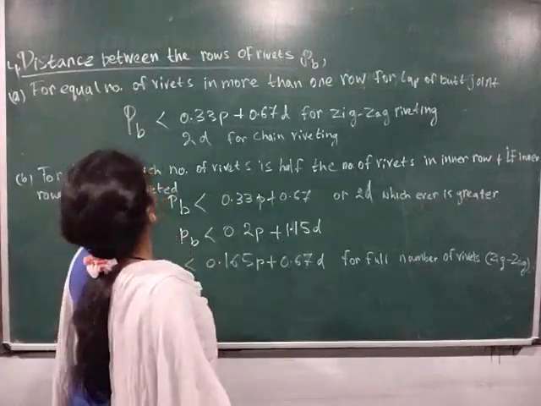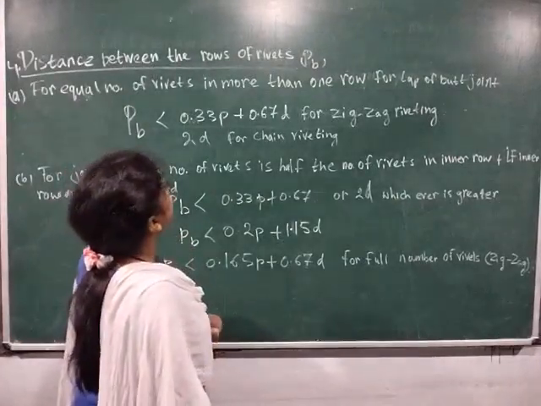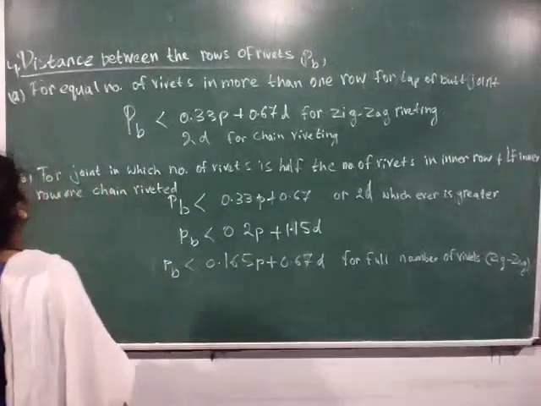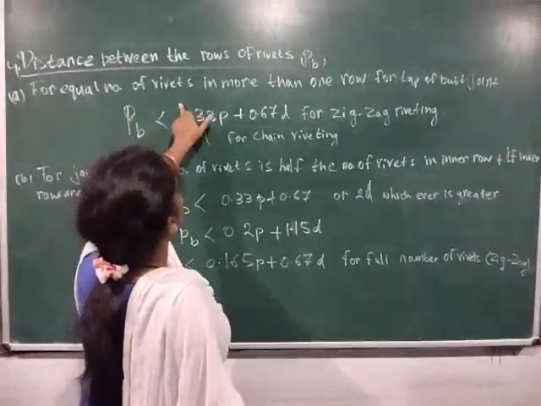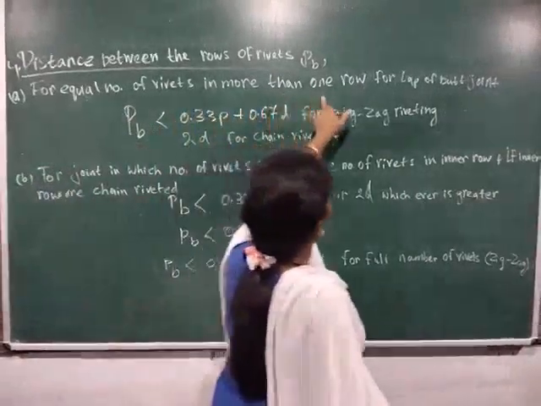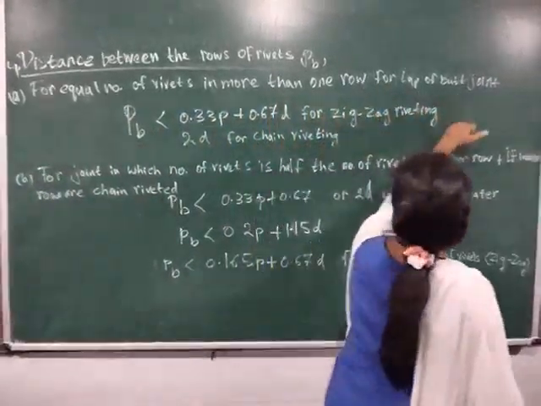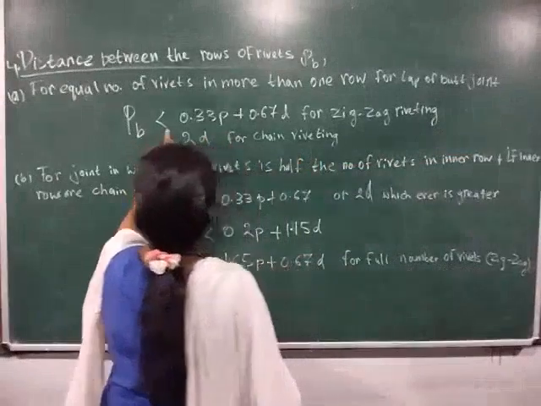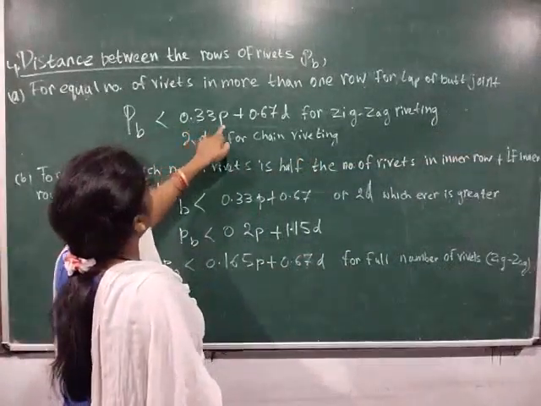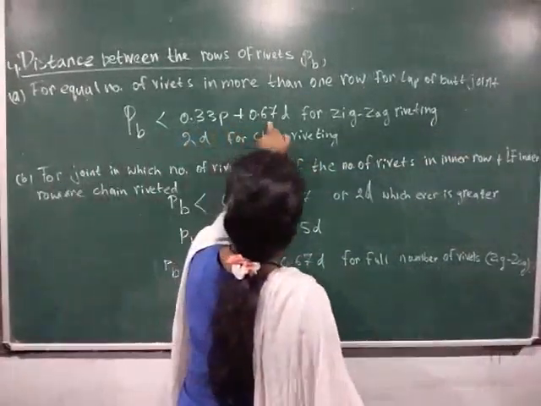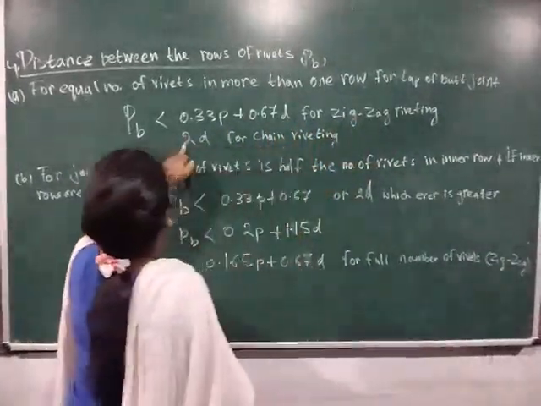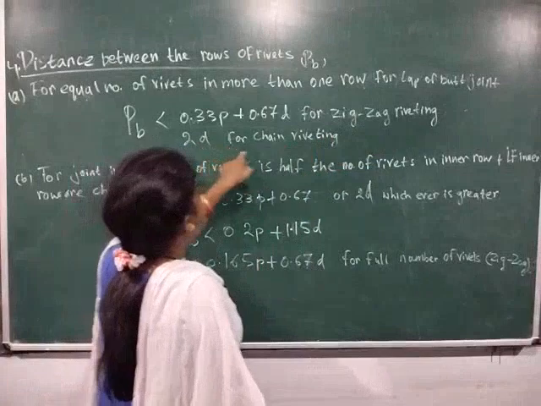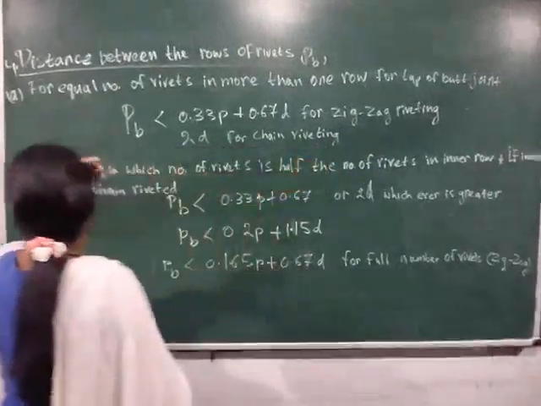Next is the distance between the rows of rivet, denoted by PB. For an equal number of rivets in more than one row, for a lap or butt joint, PB is not less than 0.33 P plus 0.67 d for zigzag riveting, and not less than 2d for chain riveting.